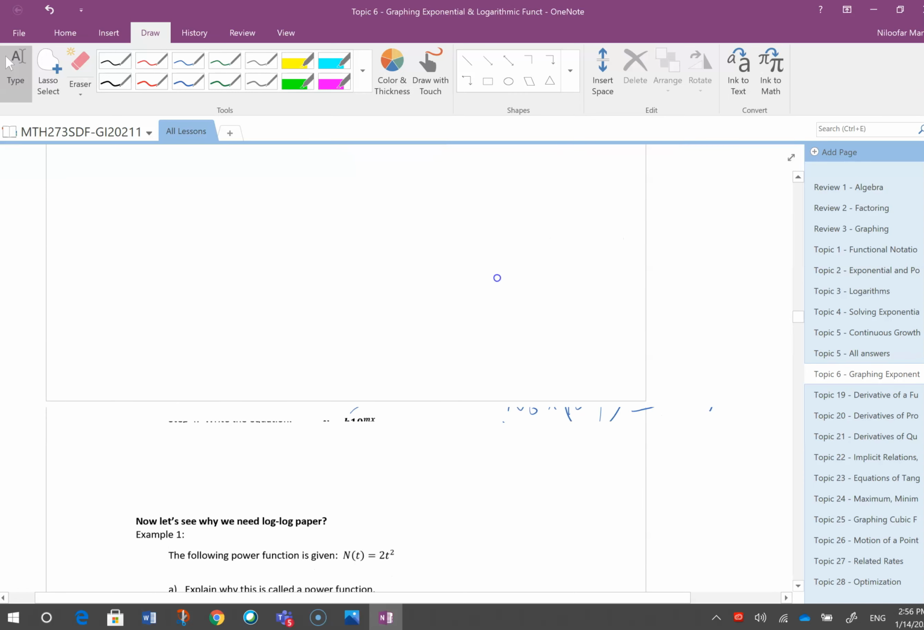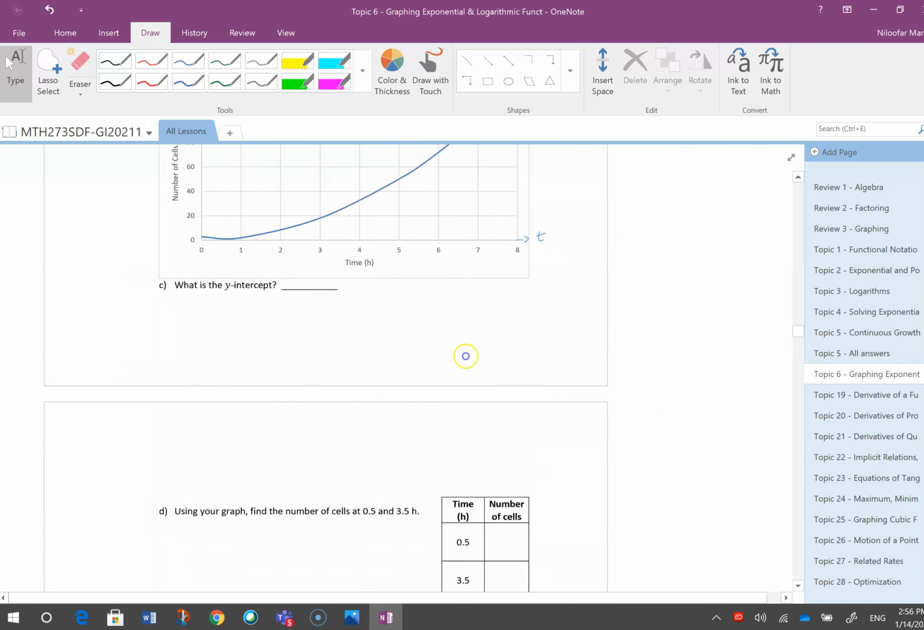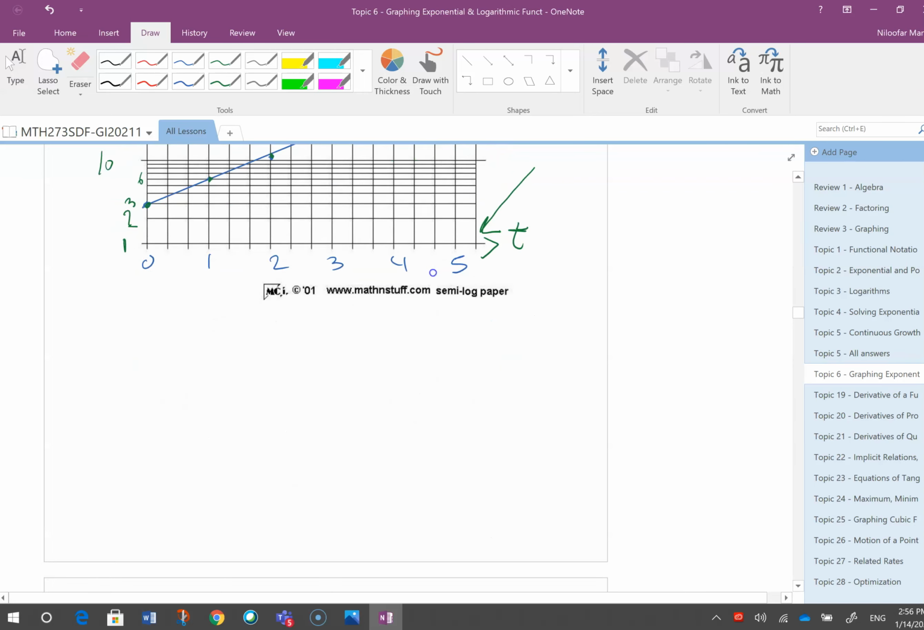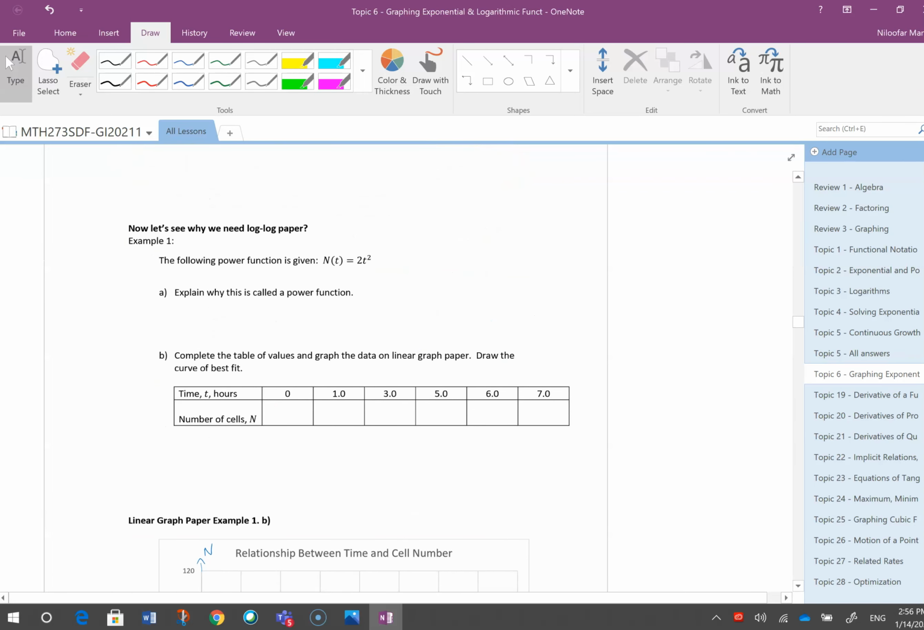Now, how about this one? Okay, now I want to go to this. Now I want to talk about log paper. So far I had an exponential function, meaning t was in the power, but right now t is in the base.